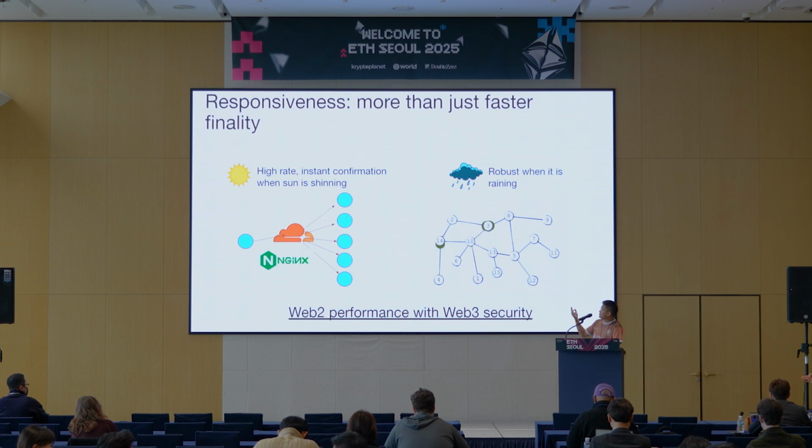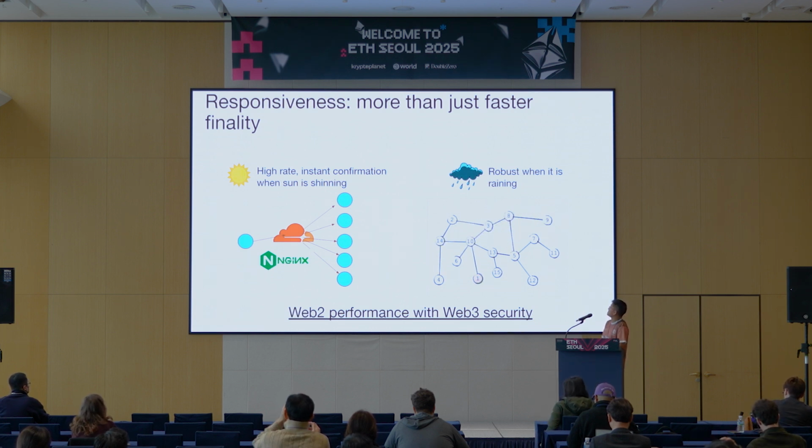As I said, in optimistic conditions, the design of Espresso allows us to have extremely, extremely fast confirmations through the use of a CDN architecture. But it's still robust, right? Even if network conditions are bad, it's still secure. So we call that Web 2 performance with Web 3 security.